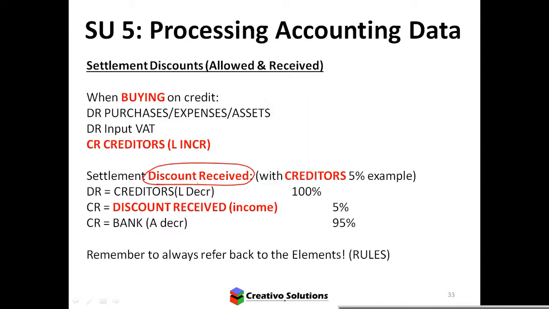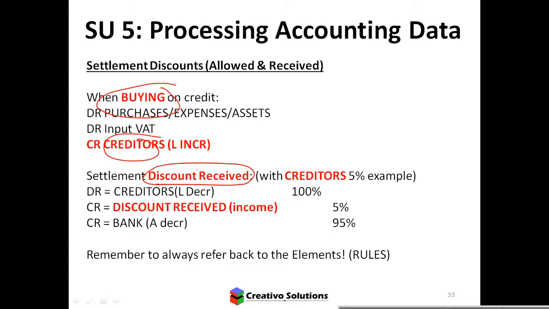Discount received. Because you're dealing with who? The creditors. So again, the key is this: buying, creditors. Always, always, always. Remember, they're linked. When I have a debtor, I'm thinking credit sales. When I have a creditor, I'm thinking credit purchases. A discount that's going to be received will arise when I do what? When I pay early. Exactly. When you pay your creditor early, they might give you a discount, and that'll be seen as income. So discount received is income, discount allowed is an expense.